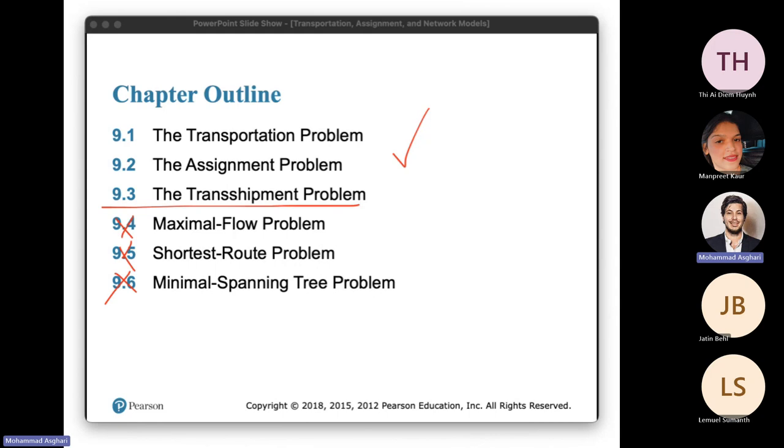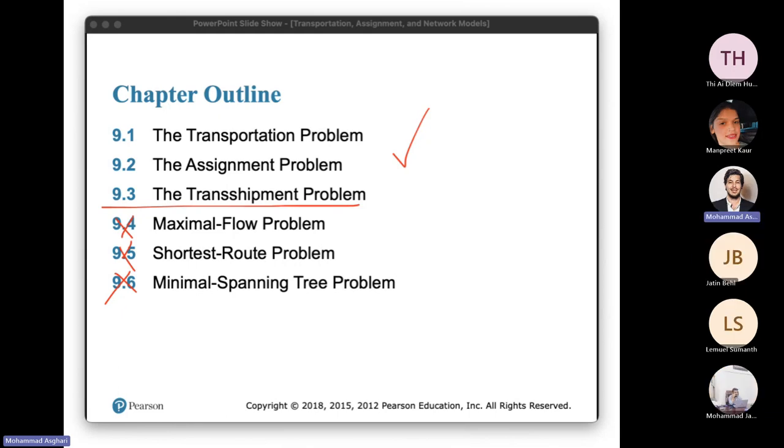And the rest of them also are very interesting. Maximal flow problems, shortest path problem, and minimal spanning tree problems. These are also very interesting issues. If we have time, we may touch them. Otherwise, they will not be in your final exam.